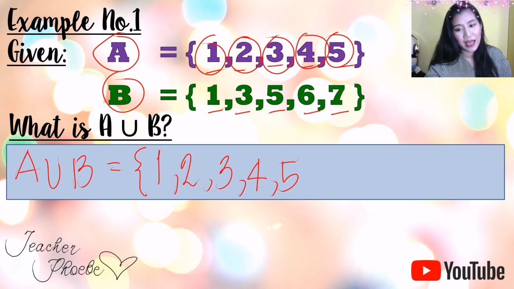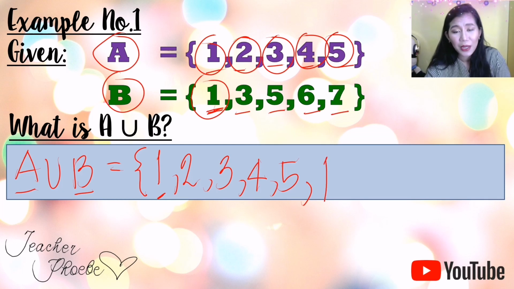So do not forget, if you are asked to list down the elements of A and B, do not forget the elements of your set B. So write down a comma, 1. So we have to write 1. However, we've already written down 1 there. So we don't need to write 1 here because writing it here is just the same as what we did a while ago. 1 is just the same as 1. You don't need to write it twice.